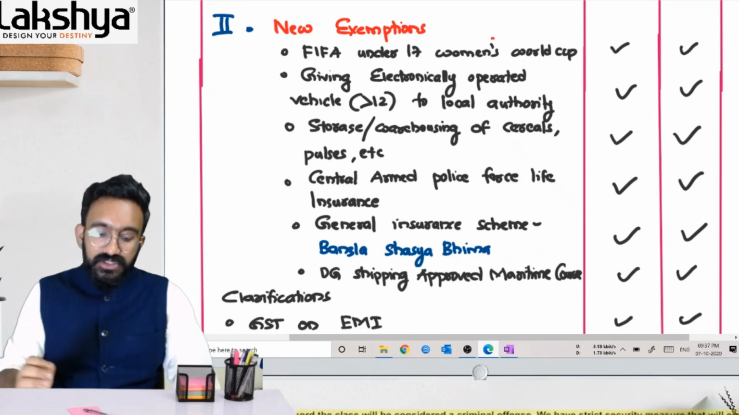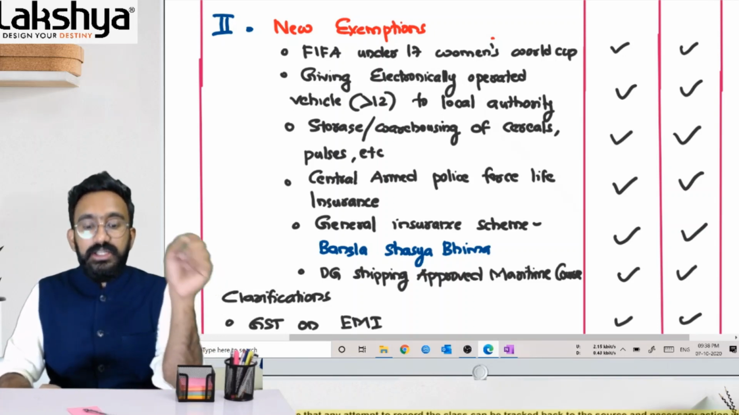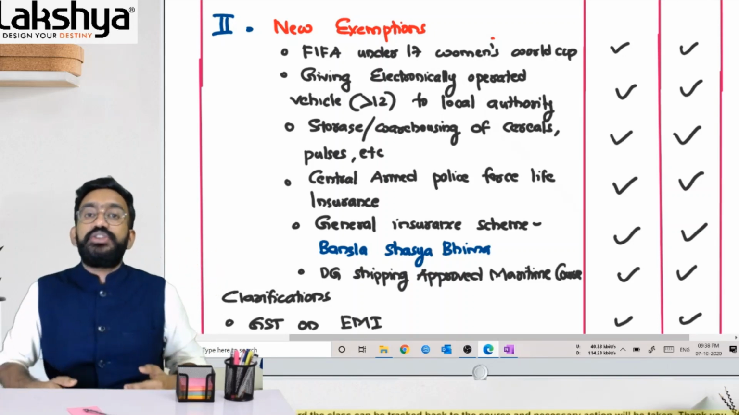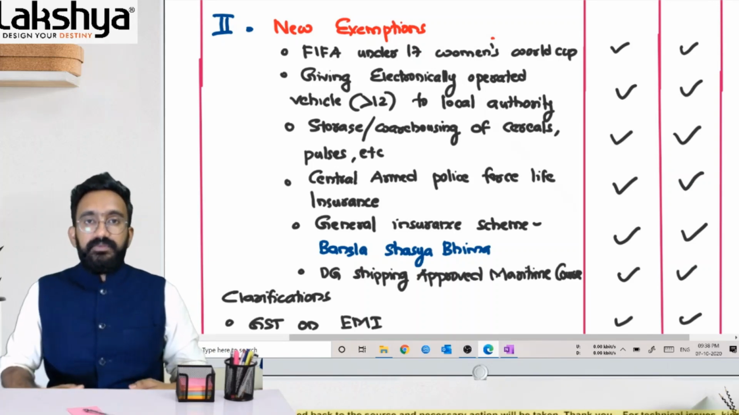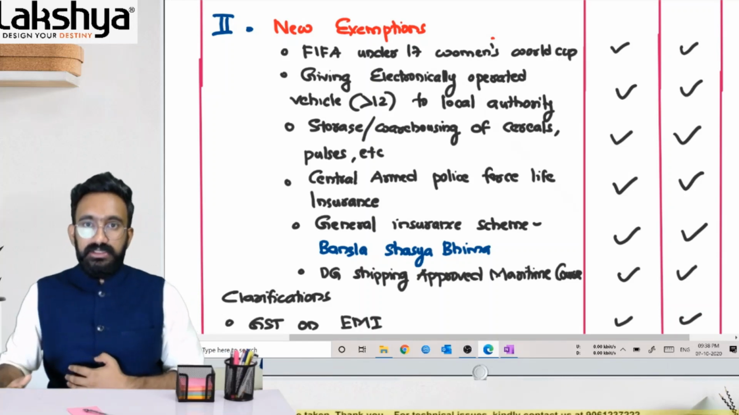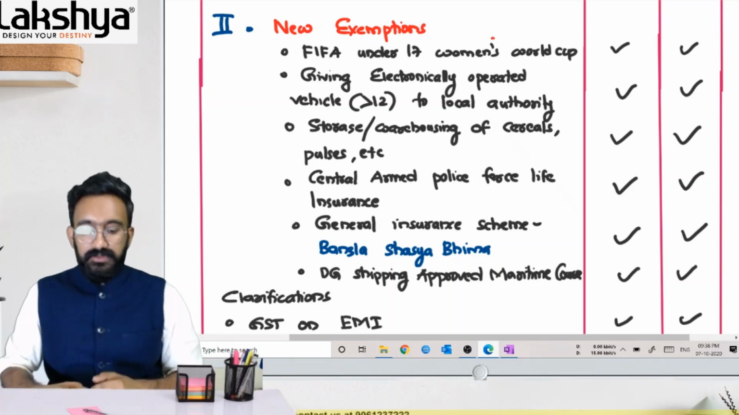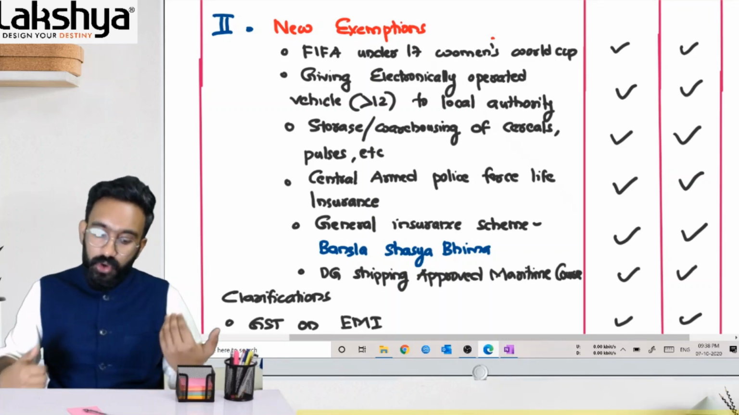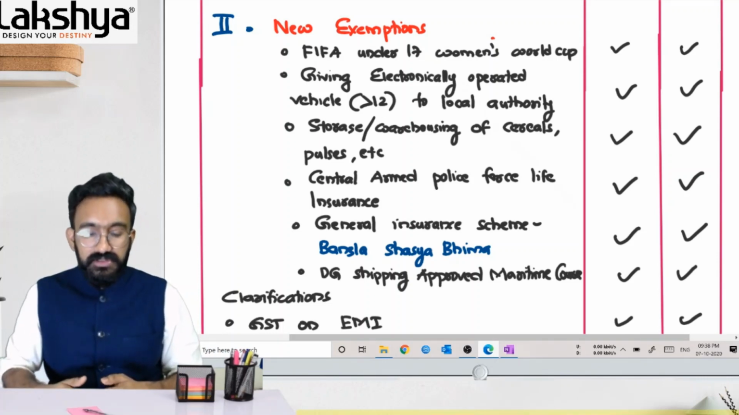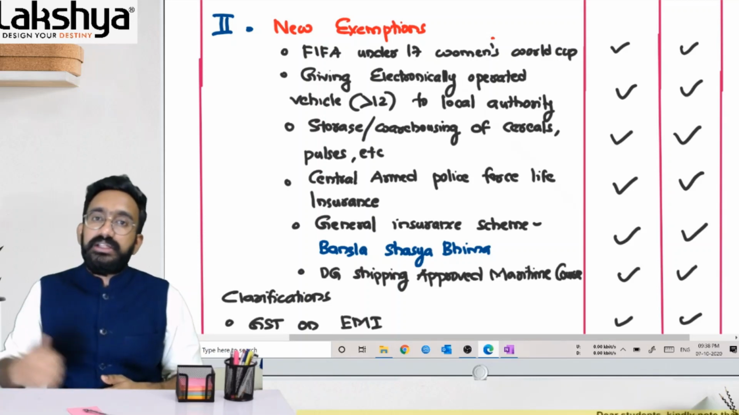Then, giving an electronically operated vehicle, which carries more than 12 passengers, to a local authority. So if you are someone who owns an electronically operated vehicle for more than 12 passengers, which means you have an electric bus, and you're giving this bus on rent to Cochin Corporation, which is a local authority, and you're getting 1 lakh rupees monthly, they're saying that it is exempted. So they wanted to promote electronically operated vehicles. Because of that, giving this electronically operated vehicle on hire to a local authority will be exempted.